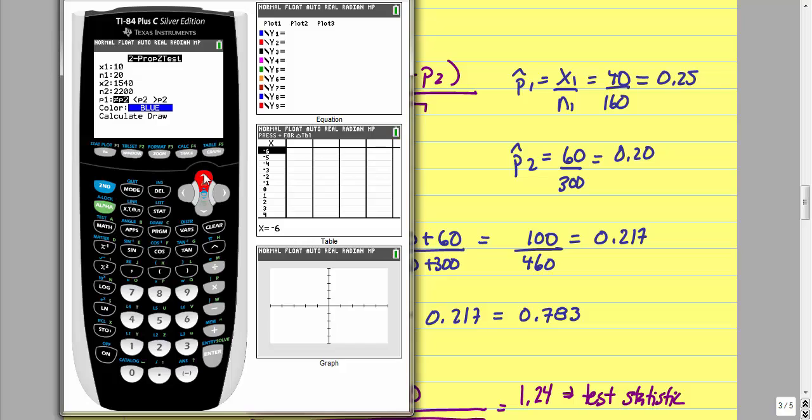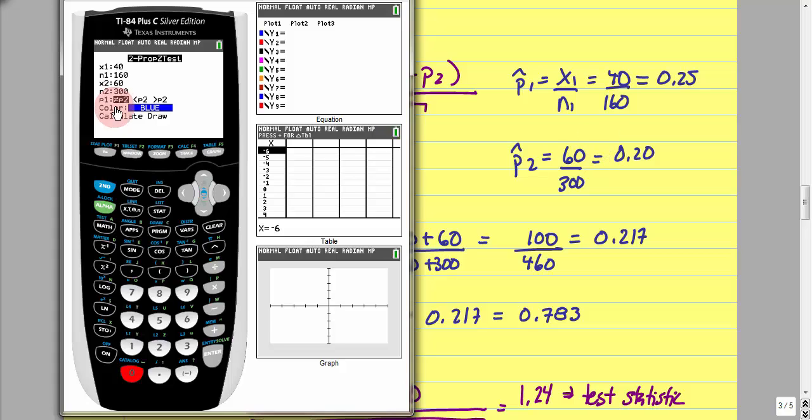Now let's go ahead and fill in our values here. These values were here by default from some other test that I did. But we can see x1 is 40. We can see here that n1 is equal to 160 over here. x2 is equal to 60. And n2 is equal to 300. So again, all these values are given to us in the tables.